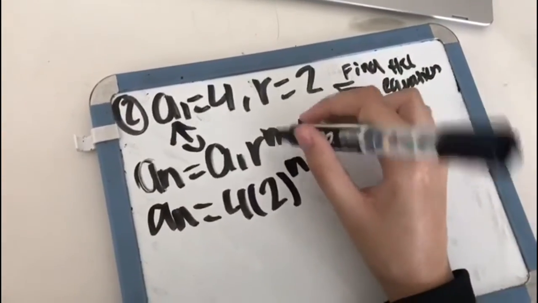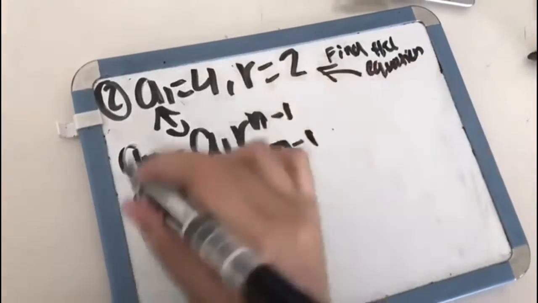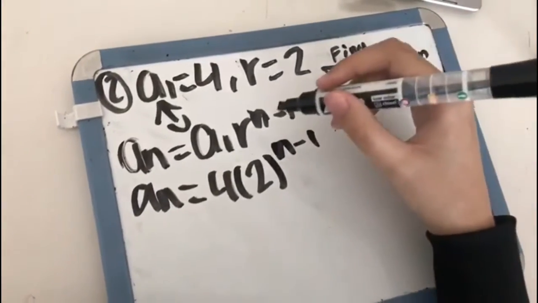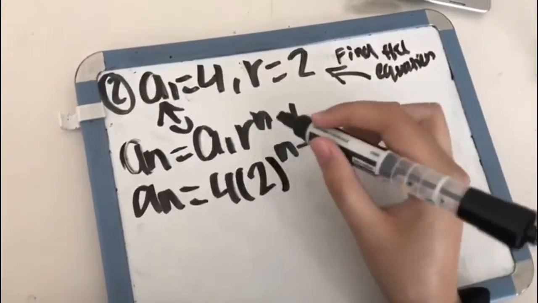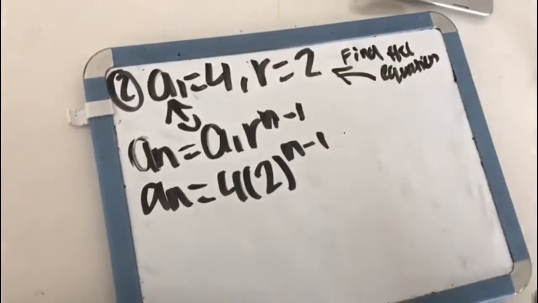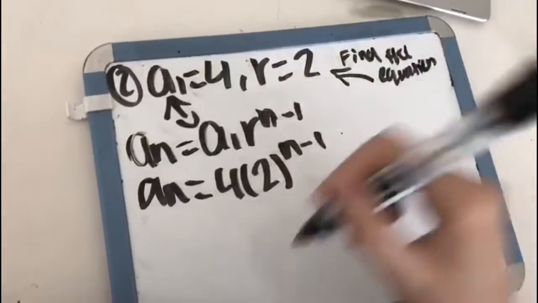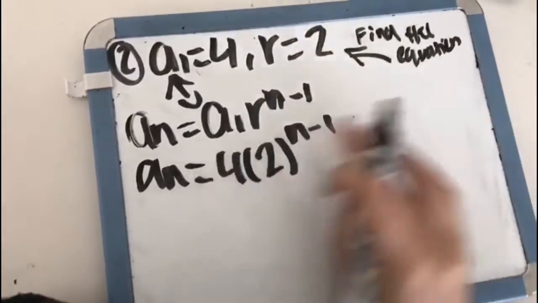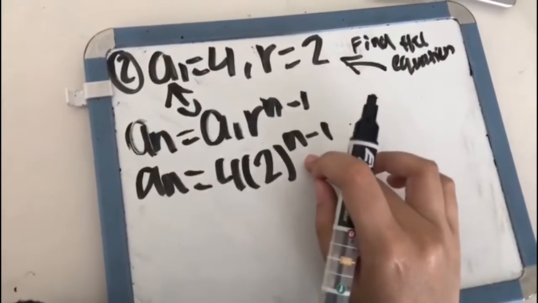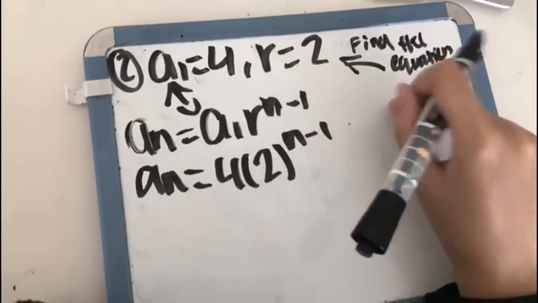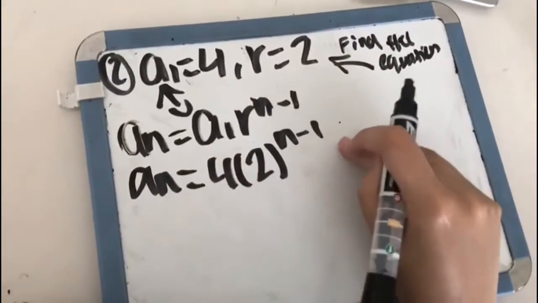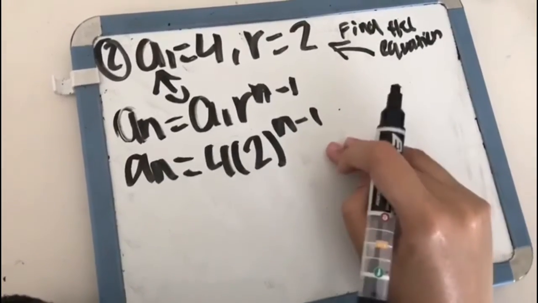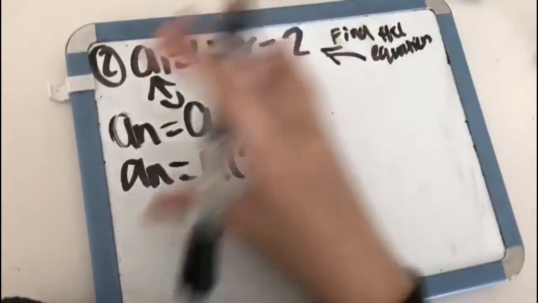Now you don't put anything for n unless it gives you something to put for n. Even if it gives you n, for example n equals 2, you can't put it in yet, because first you have to solve the formula and then substitute n into the equation that you find. So don't substitute anything for n yet, even if it tells you to, because you're not finished with this problem. First you have to finish this step and then find the equation.